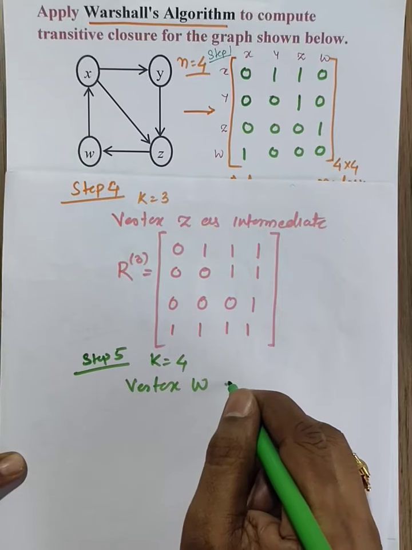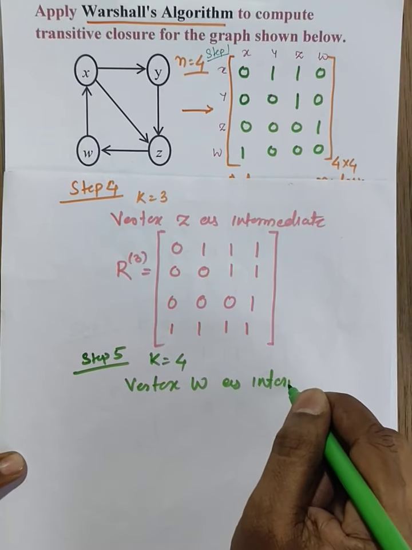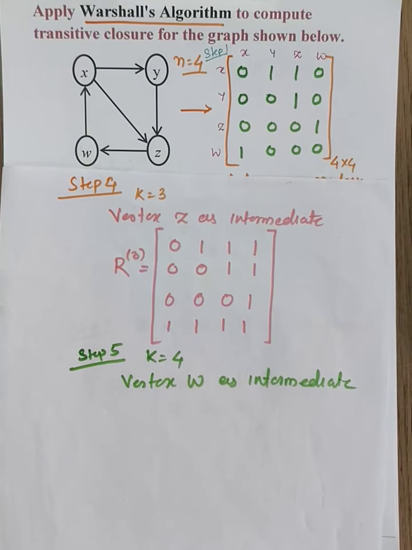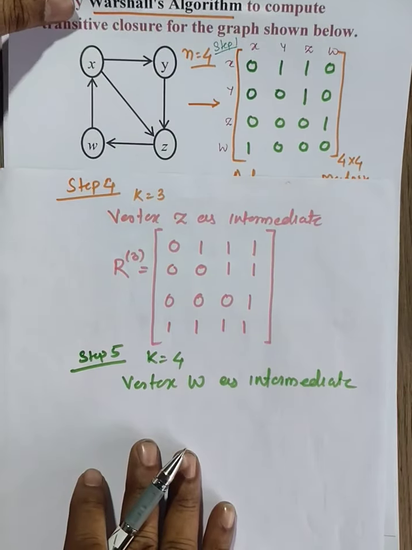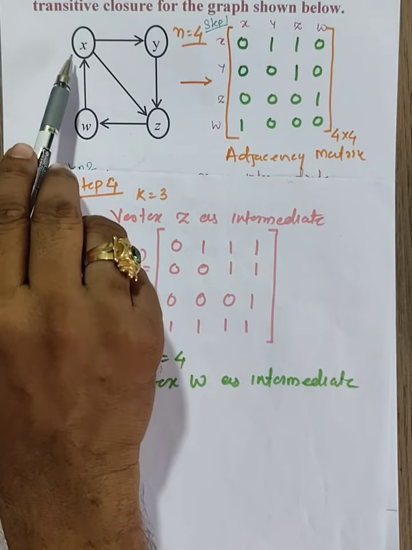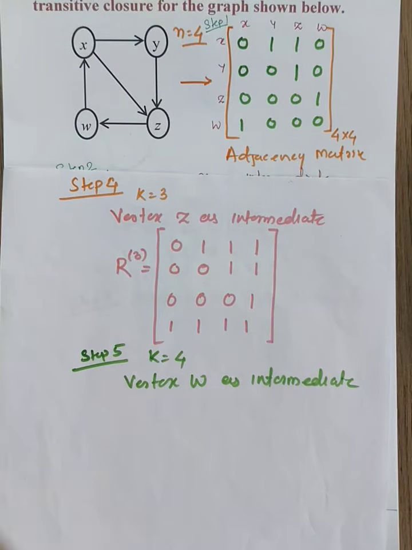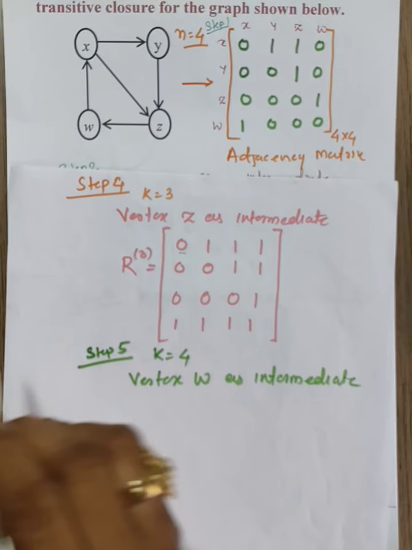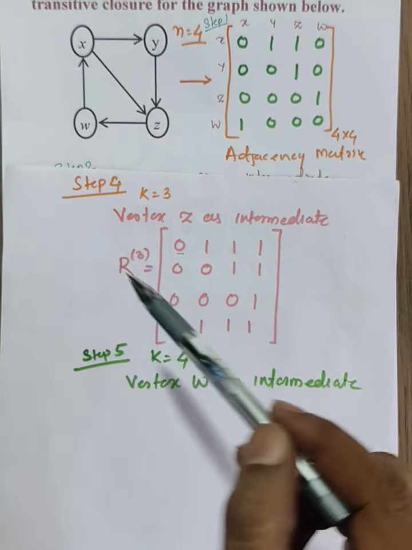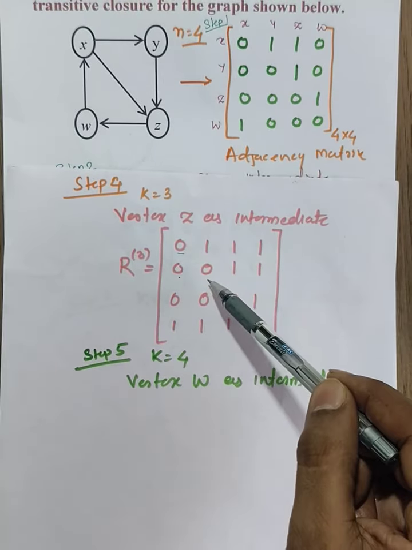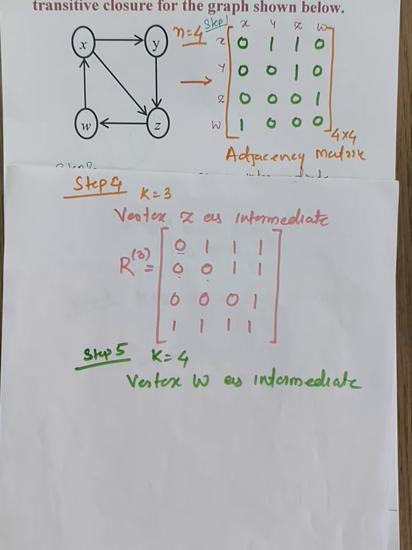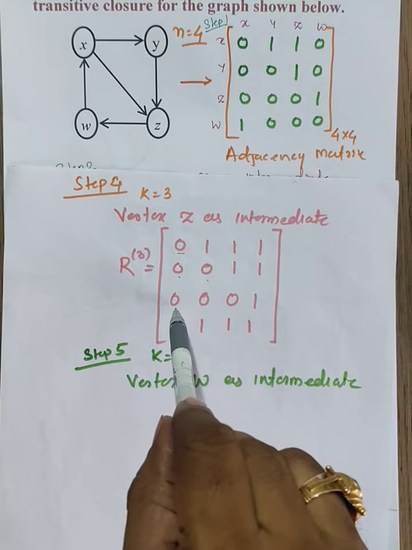Vertex w as an intermediate vertex. If w is an intermediate vertex, now you check here x to x you can take, x to z, z to w, w to x you can take. This one you can write 1. Next y, y to x, y to z, z to w, w to x. Yes, you can write this one 1. Then next y to y, y to z, z to w, w to x, and x to y you can write 1, right?